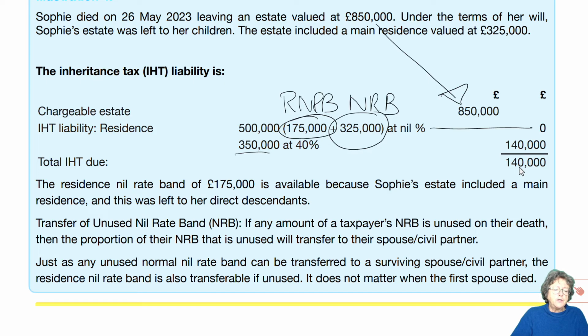Transfer of an unused nil rate band. If any amount of the taxpayer's nil rate band is unused on their death, then the proportion of that can also be transferred to the spouse. You're unlikely to get one of these where there's a transfer, but just so that you are aware of that.